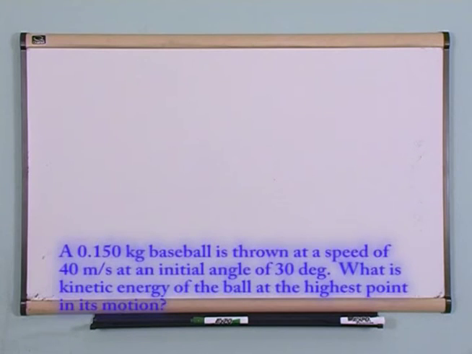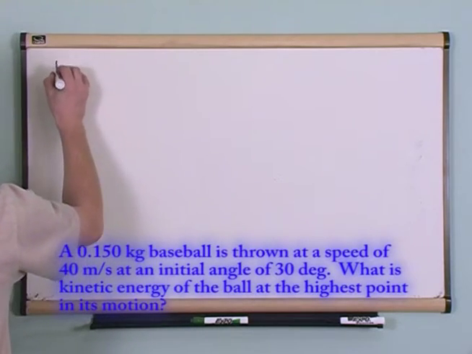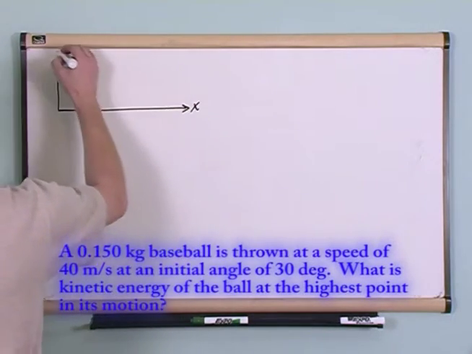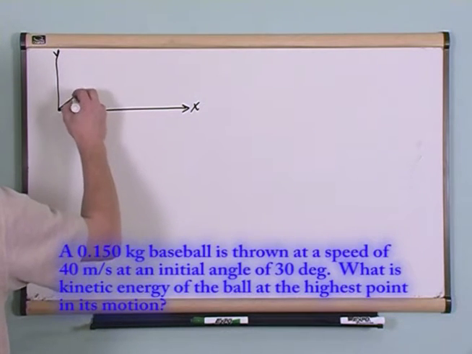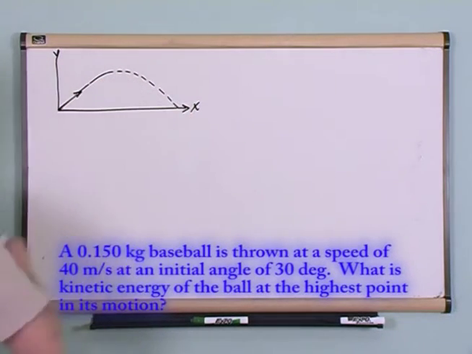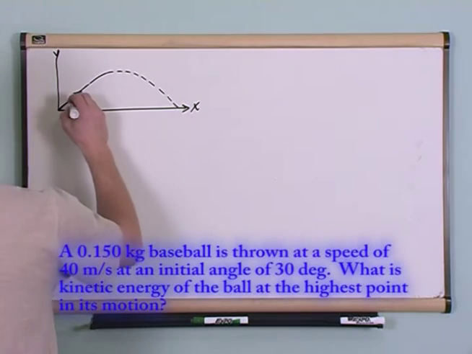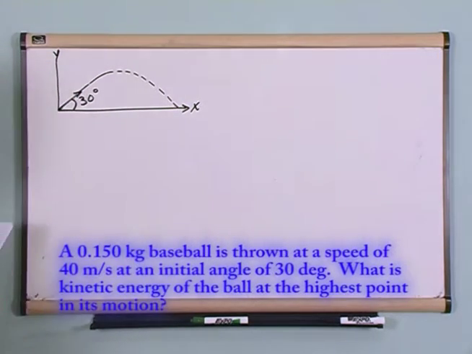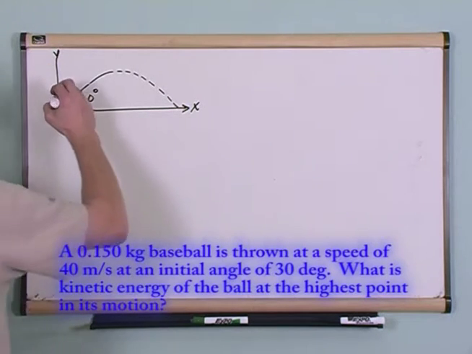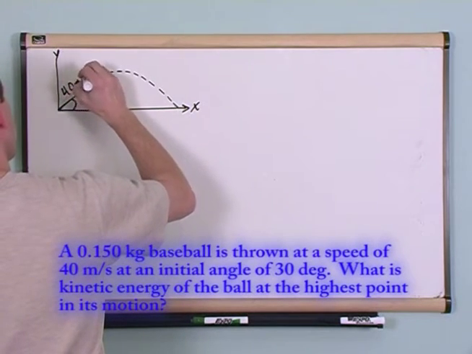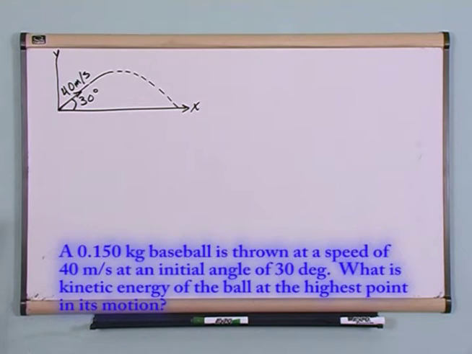Okay, the problem on your screen says somebody's throwing a baseball at a speed of 40 meters per second at an angle of 30 degrees. What is its kinetic energy at the highest point of the motion? So you have a guy, and this is x and y, and he's throwing some baseball, and the baseball obviously is going to go up and it's going to come down, okay? Kind of like we've had a lot of problems. Throwing it at an angle of 30 degrees, and the initial velocity is 40 meters per second. That's the velocity of the ball going up, okay?